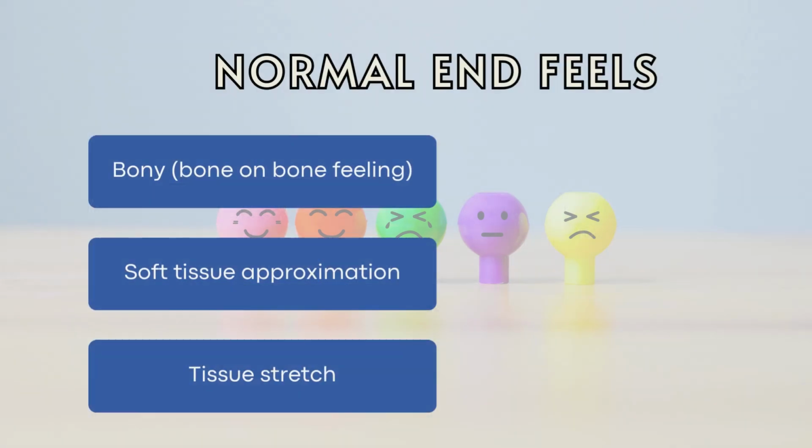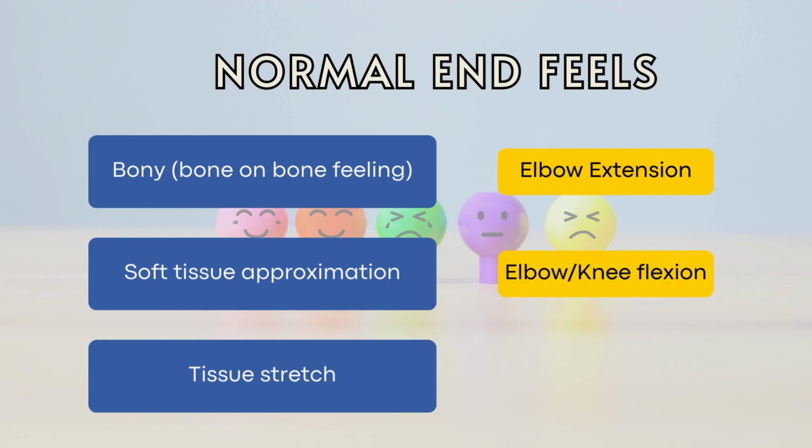So these are some normal end feels, and these are expected. First thing is bony feel, an example would be elbow extension, whereby there is a bony block at the end of the range. And next is soft tissue approximation. This can be felt during elbow flexion or knee flexion, whereby the soft tissue is blocking the joint from going further. And next is the tissue stretch, which you can do in ankle dorsiflexion, where the Achilles tendon will be limiting the range of motion. And this actually is the tissue stretch.